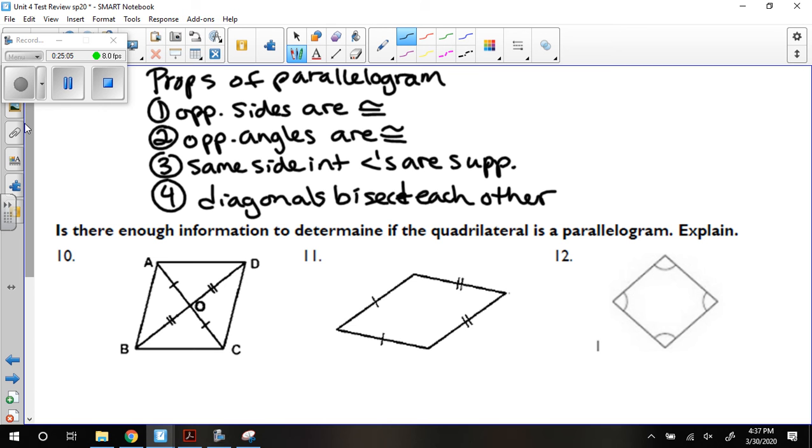Okay, so if I look at number 10, I have diagonals bisecting each other, which is a property of a parallelogram. So I can say yes, because diagonals bisect each other.